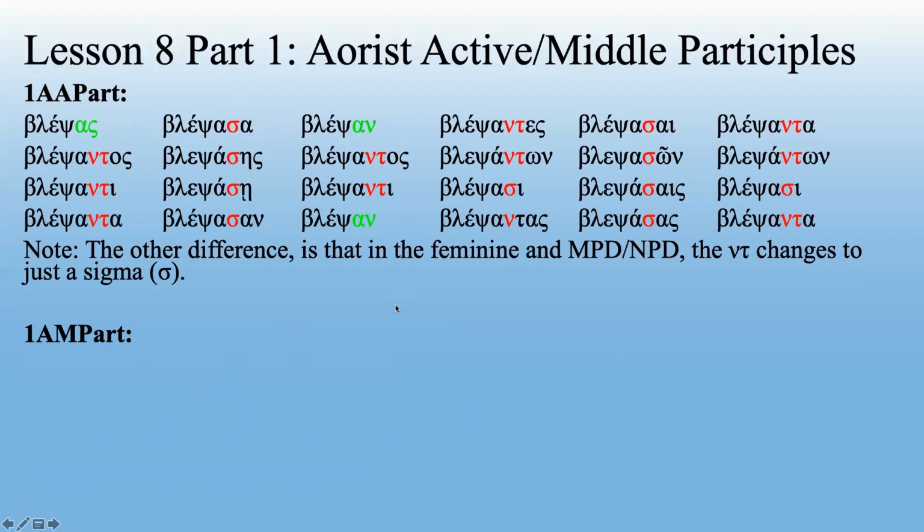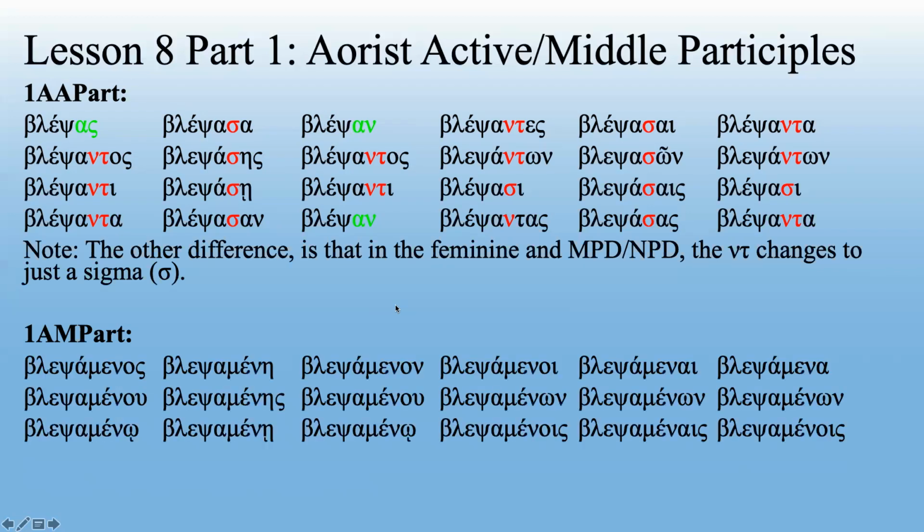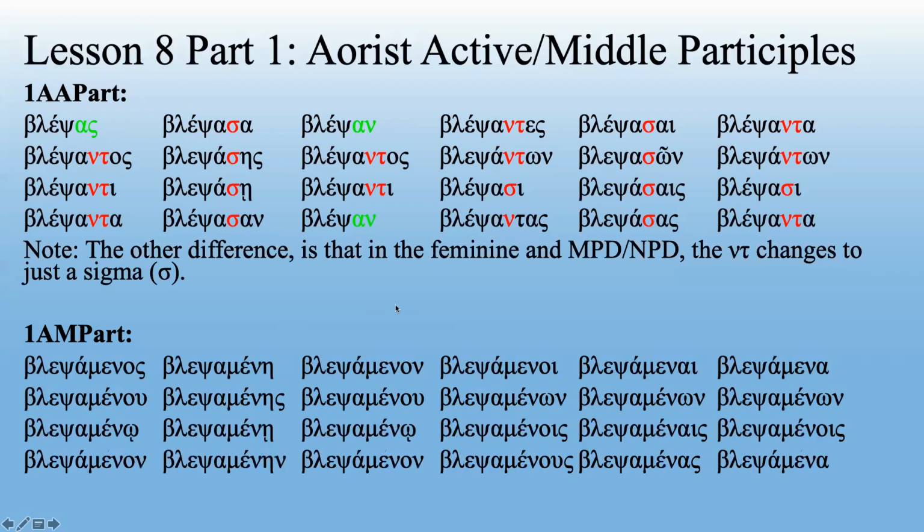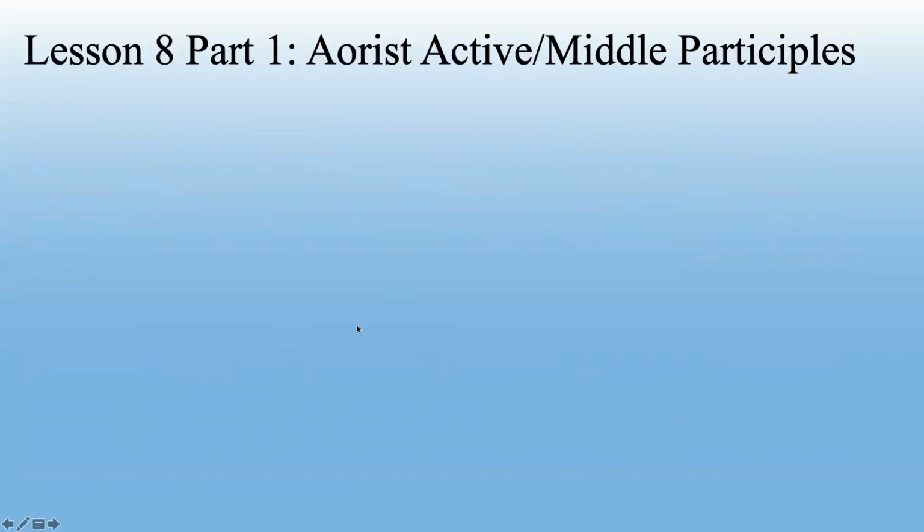All right, here's the first aorist middle participle. And you'll notice once again, it's completely regular, nothing weird happening, follows the formula to a T, using those eta endings because the letter in front of it is not an epsilon, iota, or rho.